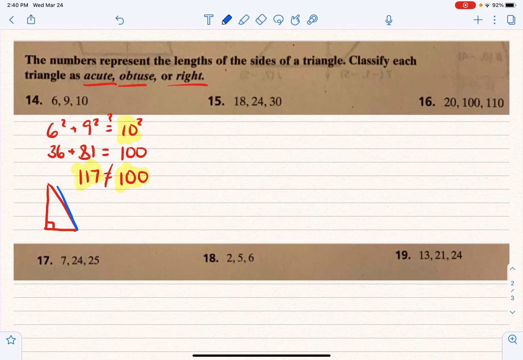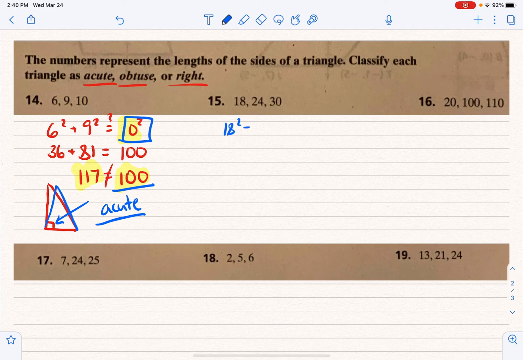Well, then the other side would have to kind of make up for that, and it would have to close in a little bit. So this angle right here would stop being a right angle because it had to close in a little bit, and so it would have to be acute. And so what that means is if the side that would be the hypotenuse is too small, then we must be dealing with an acute triangle. Let's try the next one.